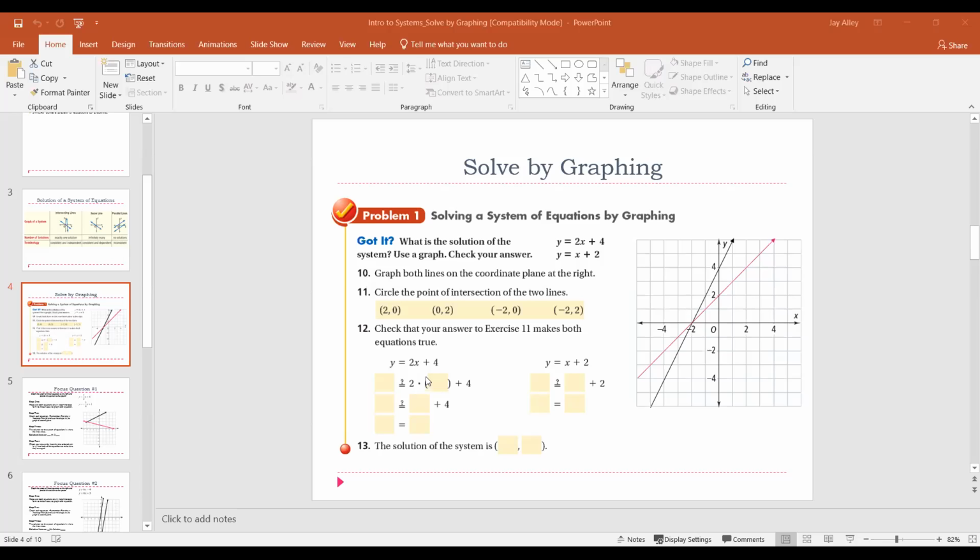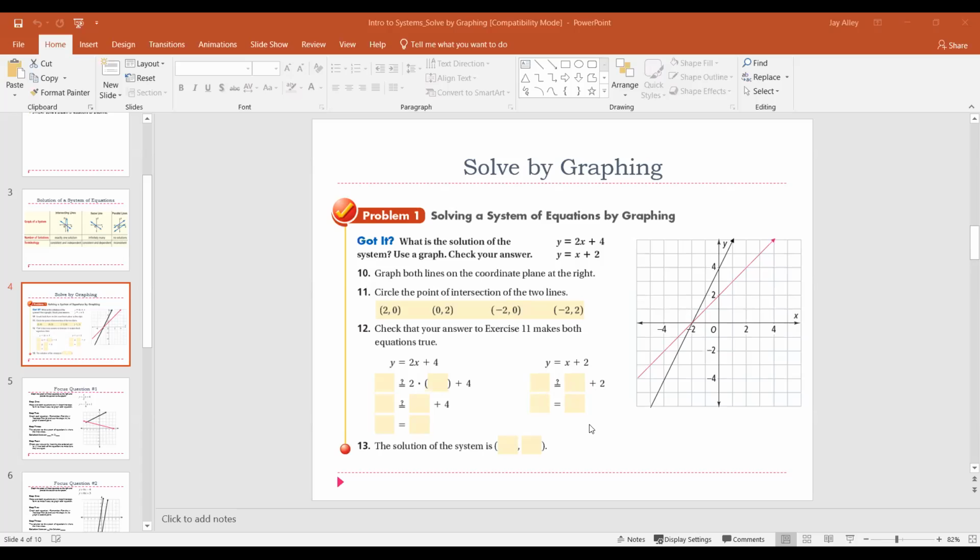What about the second equation? Same substitutions. 0 from the point is y. -2 from the point is x. 0 equals -2 plus 2. Yep. Negative 2 plus 2 is also 0.